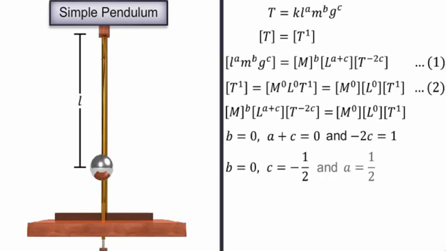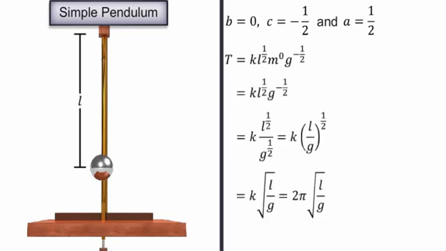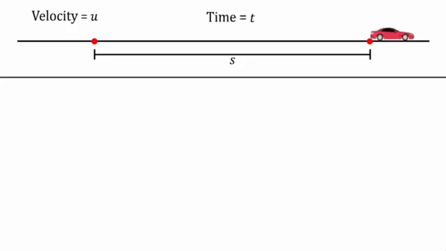Thus, the expression for the time period of the simple pendulum becomes 2 pi into the square root of L by g as shown. The value of k, which is equal to 2 pi, cannot be found by using dimensional analysis. However, this method cannot be applied to derive equations where addition or subtraction of different terms is involved. For example, we cannot derive the equation s is equal to ut plus half at square using dimensional analysis, even though we checked its dimensional consistency.